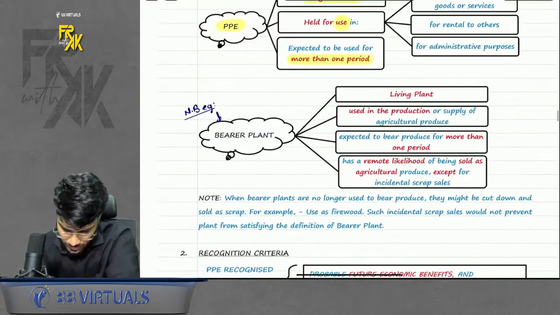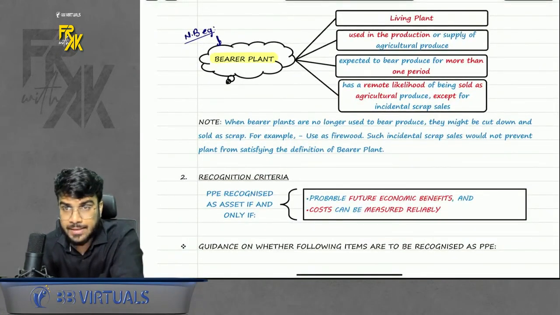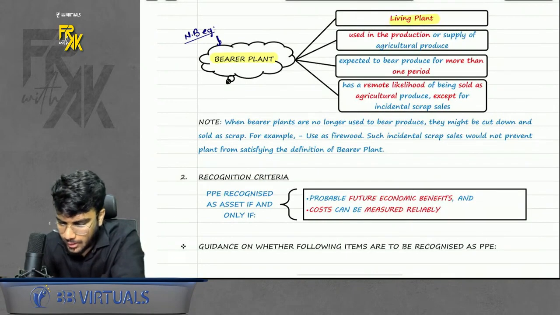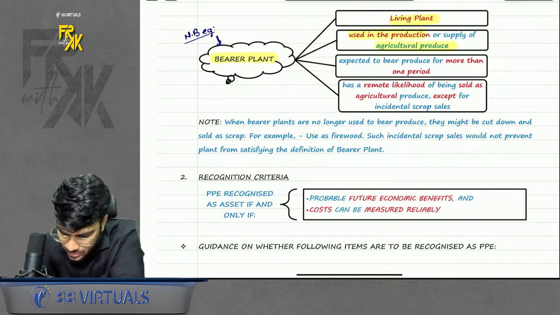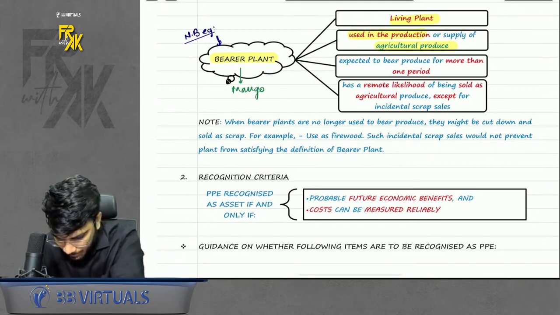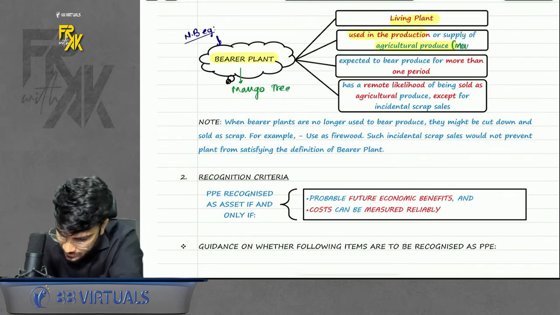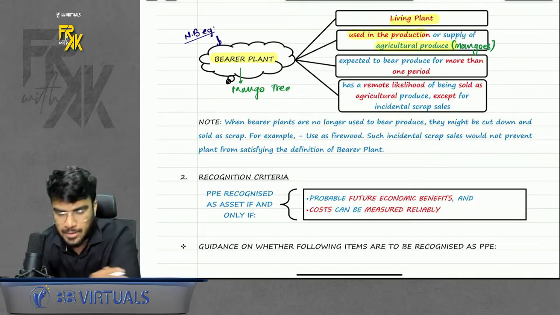Do you understand? Okay. Now, likewise, we can read this definition. What does it say? It should be a living plant used in the production of agriculture produce. What is the meaning of agriculture produce? See, in our case, what is our bearer plant? Mango tree. What do we get from the mango tree? We get mangoes. So mangoes are going to be our agriculture produce.